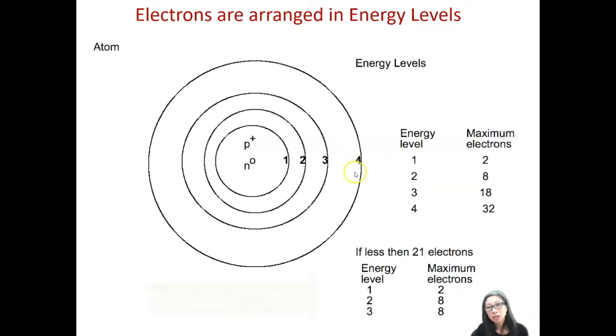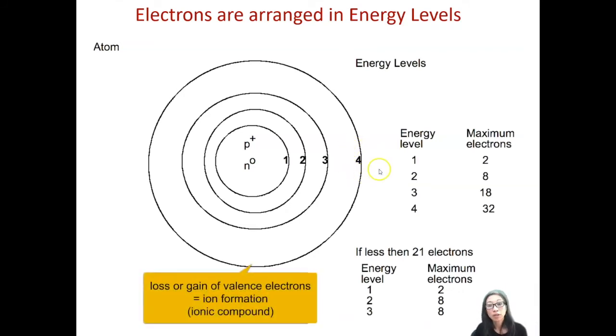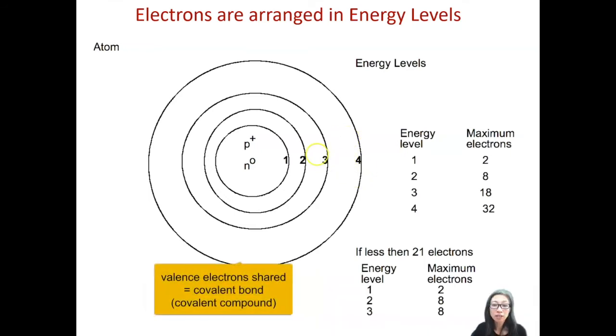When valence electrons are lost, or there are electrons gained into the valence shell, that represents the formation of an ion and leading to an ionic compound. So when valence electrons are shared, that represents a covalent bond formation.